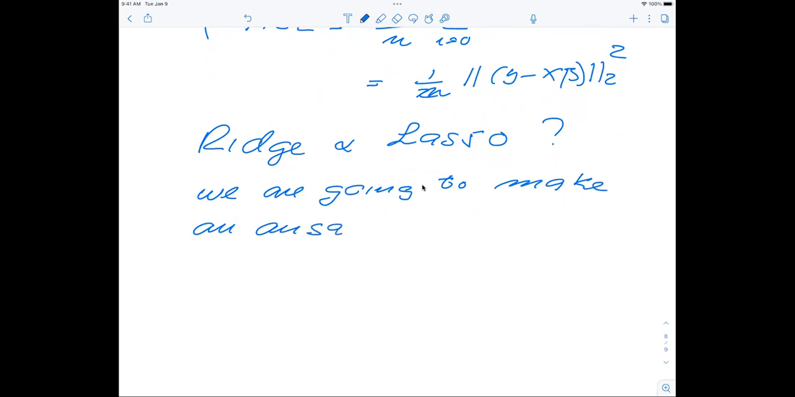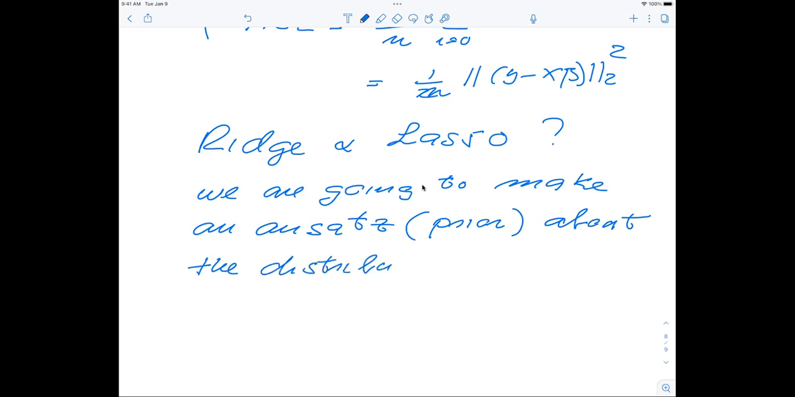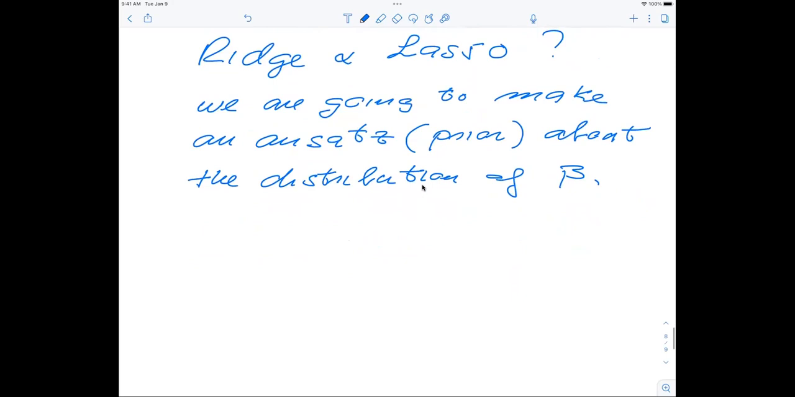In the statistics language, this is called a prior, for those of you who are familiar with Bayes' theorem, about the distribution of beta. And this is something which is now going to lead to the derivation, from a statistical point of view, of lasso and ridge regression. I'm doing this because hopefully it can bring up some intuition about what these methods actually mean.